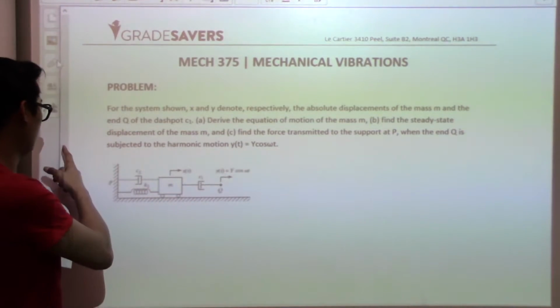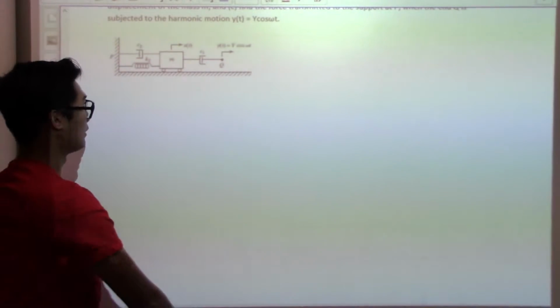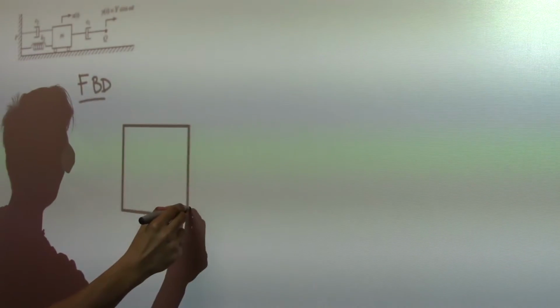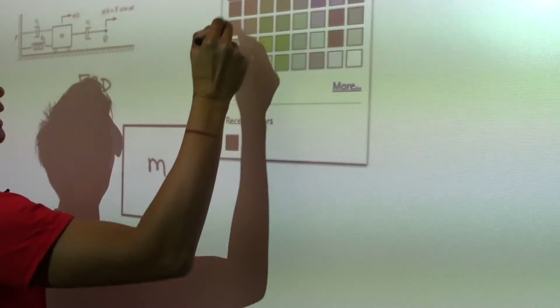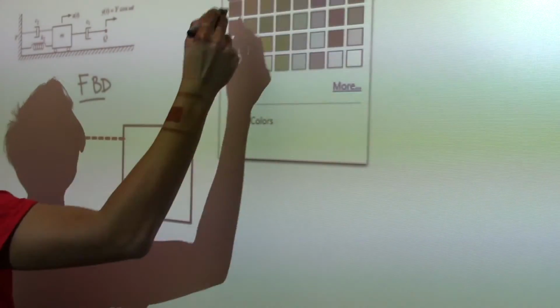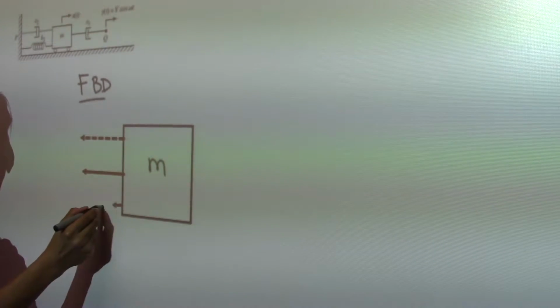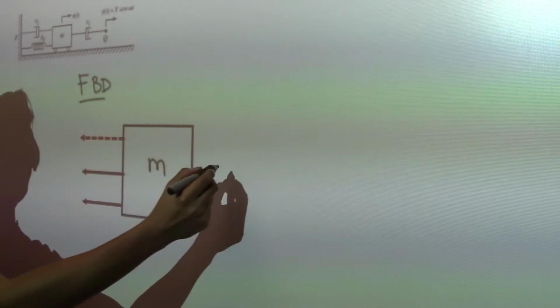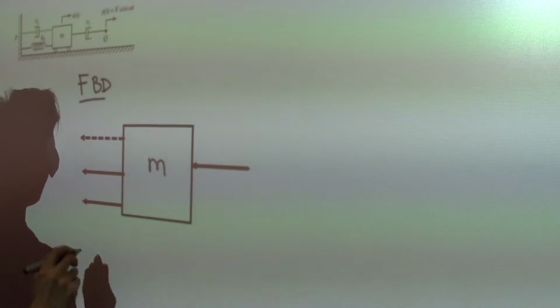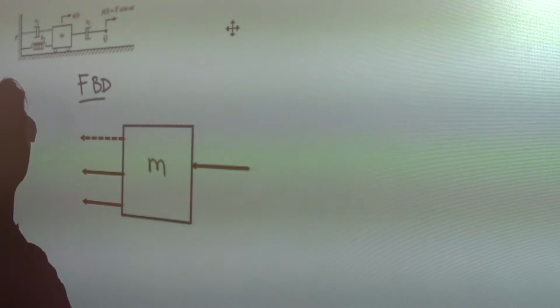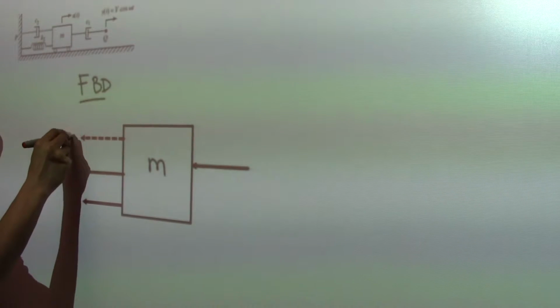For any mechanical vibration problem, we always want to start with the free body diagram. This is useful in finding the equation of motion. So here we have mass m. If I look at the forces, we're going to have the inertial force to the left. We're also going to have the spring force based on K2 to the left, and we'll have C2 to the left as well. But then when it comes to C1, I'm going to also put it towards the left to make this easier.